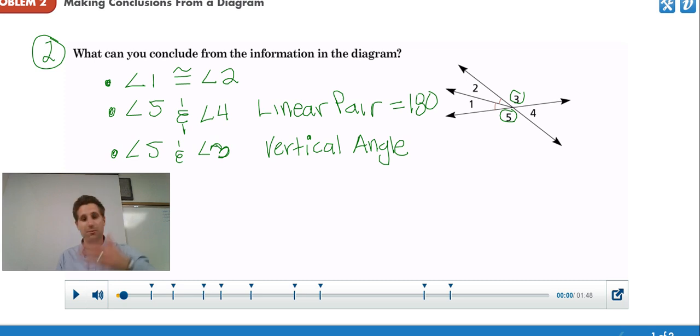There's a lot more we could talk about. We could talk about more adjacent angles and supplementary angles, which 5 and 4 would also be supplementary because they add up to 180. So a lot of different things. But let's go ahead and move on.